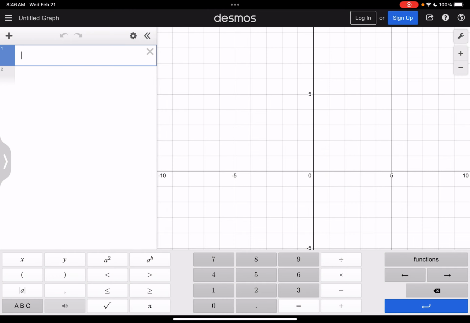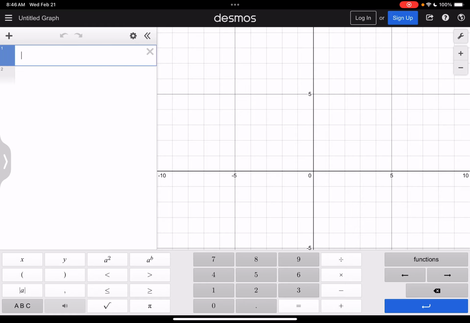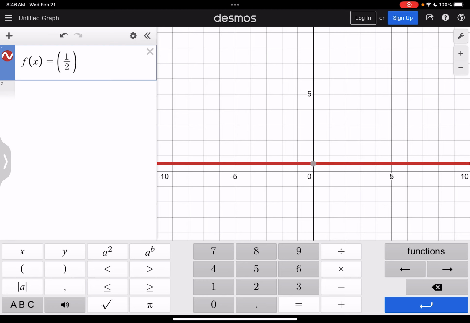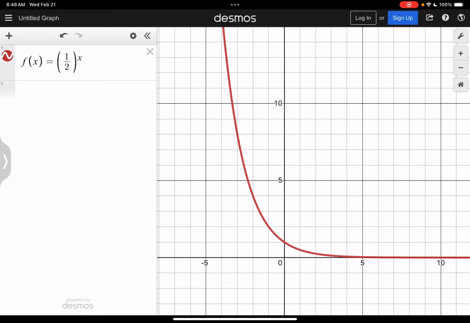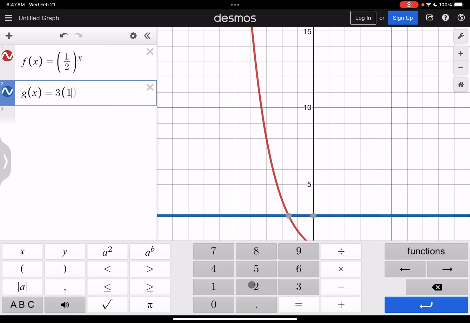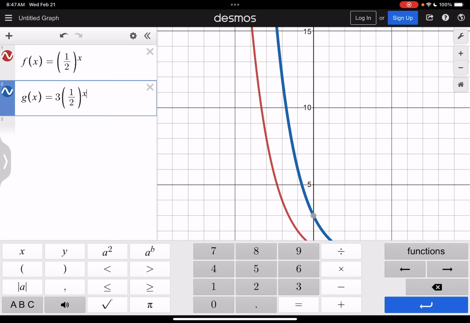Okay, so here in Desmos, I'm going to use function notation. Desmos is really great for function notation. What I mean by that is I can type in f of x equals, then parentheses 1/2, and then I use shift 6, the little up arrow, to the x. So there's my function for (1/2)^x. That's f of x. And I'm going to name the other one g of x, 3 times parentheses 1/2 to the x. Again, this x is only applying to the 1/2.